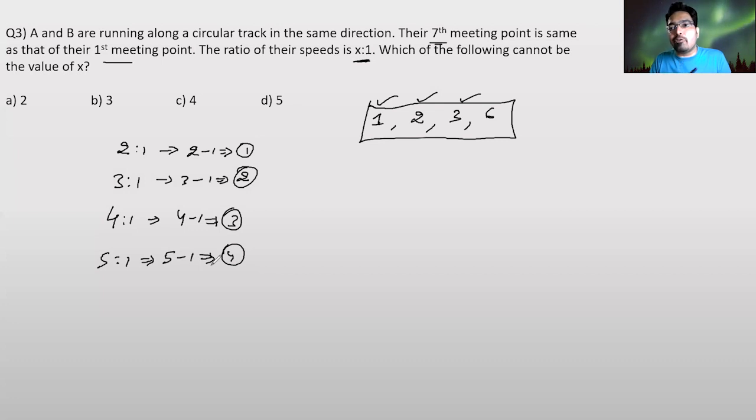Now, if they're meeting at 4 distinct points, then your seventh point will not be the same as the first point. Your ninth point will be the same as the first point, right? So keep that in mind, and hence, which of the values will not be possible? Option D, 5 will not be a possible value of x. I hope we all are clear. Let's move on to the next question.